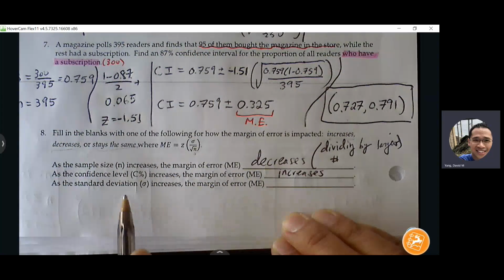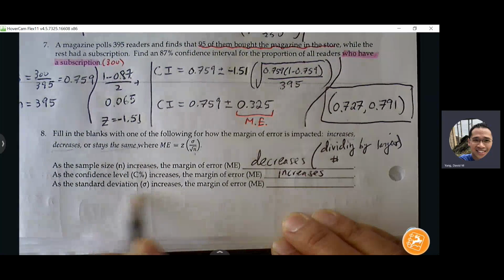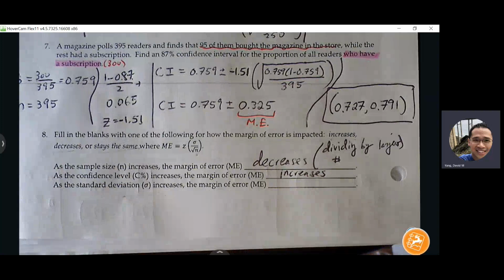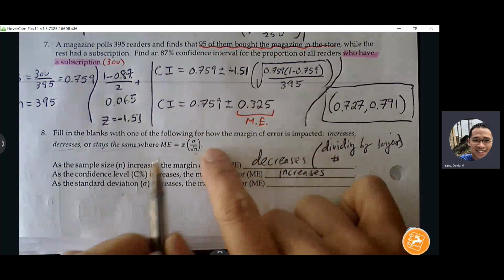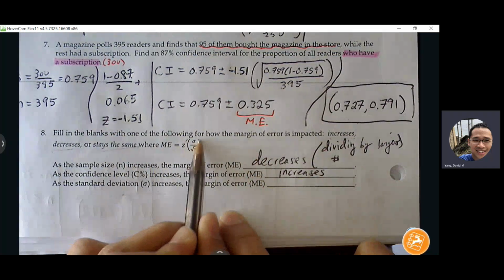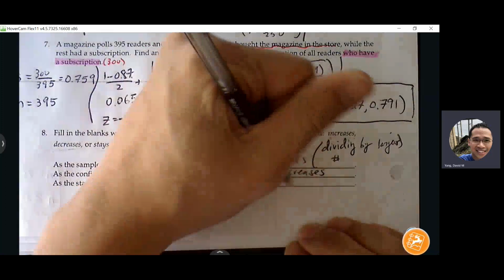Okay. As the standard deviation increases, the margin of error increases, right? Standard deviation and margin of error are very much related. So if you increase the numerator, your margin of error is also going to increase as well.